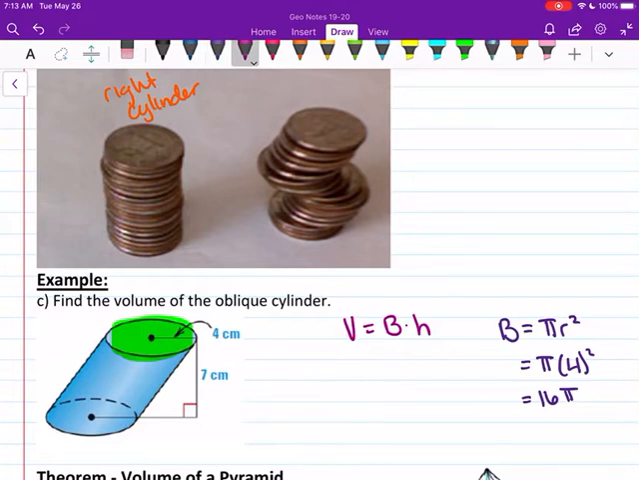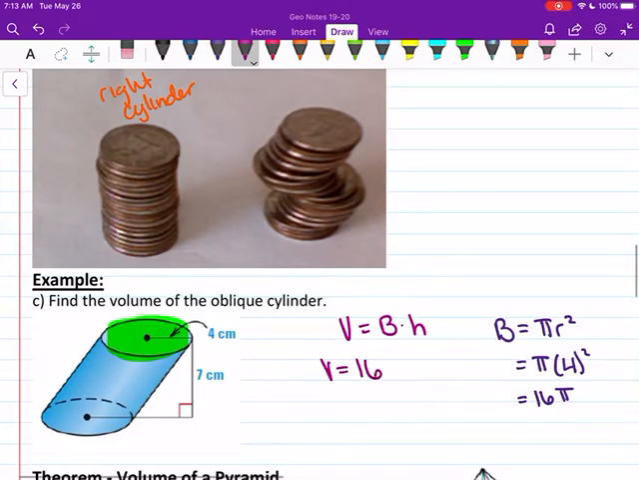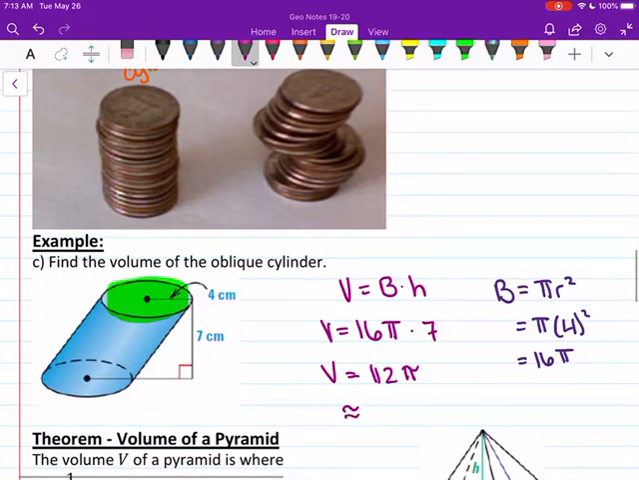Okay, so I'm going to plug that in. So now my volume is 16 pi times the height of this oblique cylinder, which is 7. So I'm going to get that the volume is 112 pi. That's my exact answer before I plug it into my calculator. And on my handy dandy calculator, I find that that is approximately 351.86 centimeters cubed.